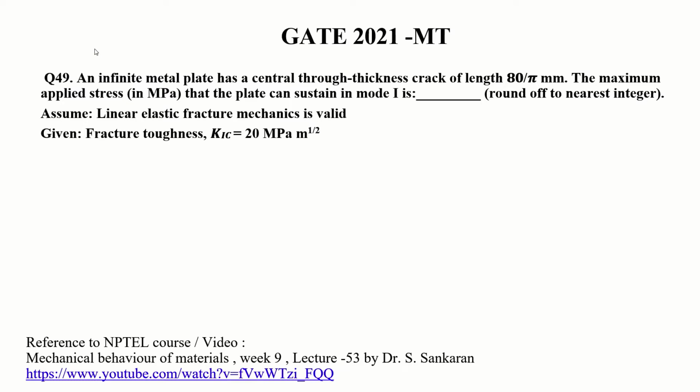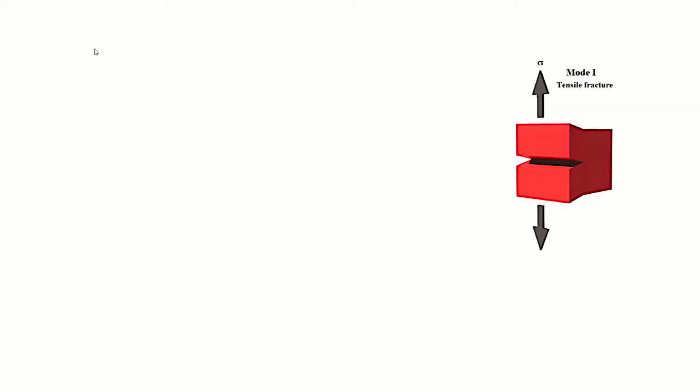So what is mode 1 fracture? Mode 1 fracture is when the stresses are applied perpendicular to the crack surface. As you can see from this picture, the stresses are applied such that at the crack tip they are perpendicular to the crack.